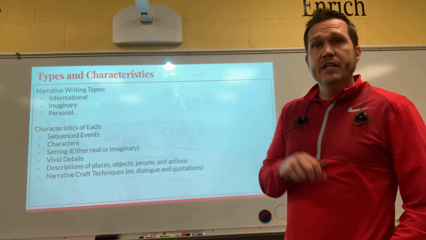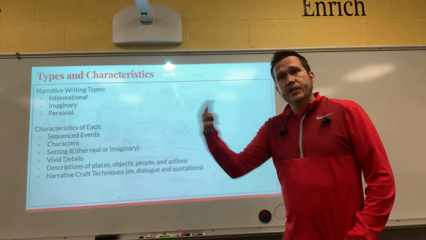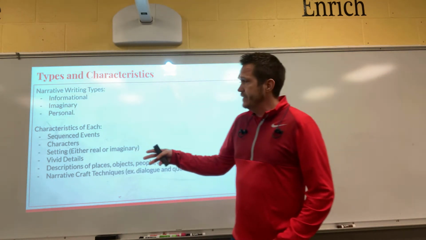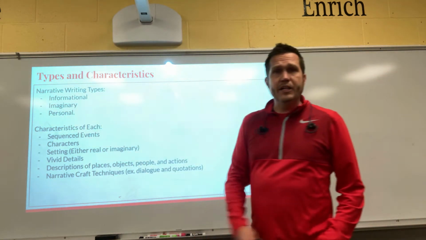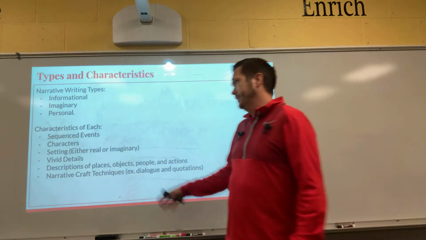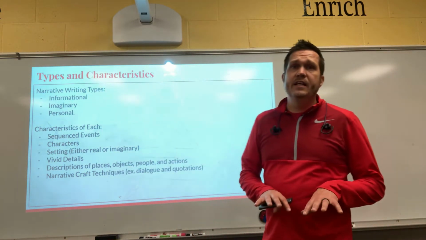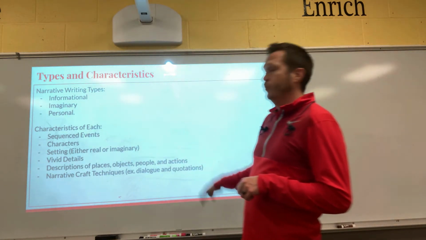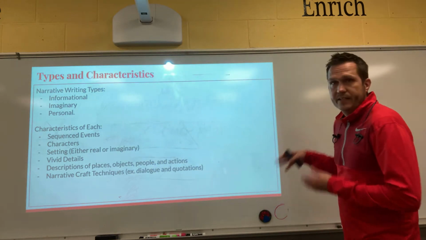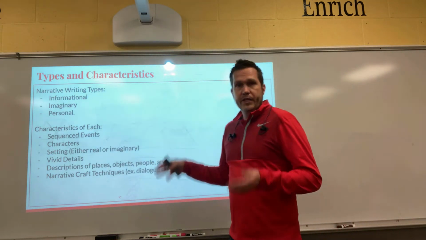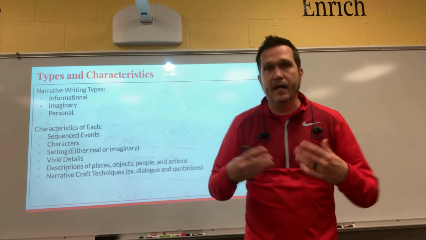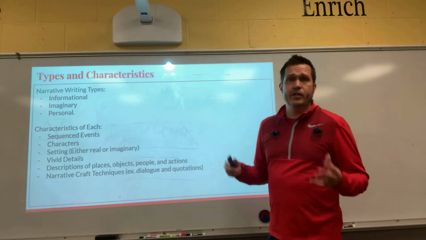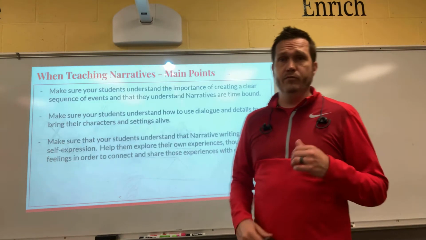Now, characteristics of each of them. To be a narrative, you have to have a sequence of events. You've got to have characters that are behaving and interacting. The setting is either real or imaginary, but there has to be a setting. Typically, there are vivid details included, and that's where the entertainment piece really comes in. There's description of places, objects, people, and actions, and narrative craft techniques, for example dialogue and quotations. So, good stuff there. These are the main characteristics to know and understand about narrative writing.